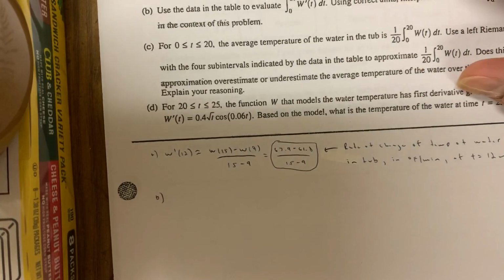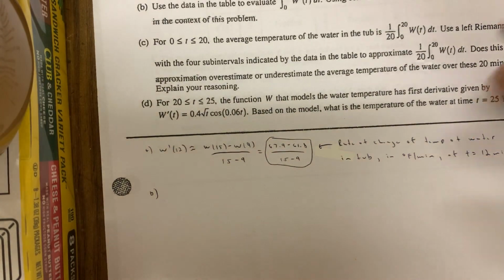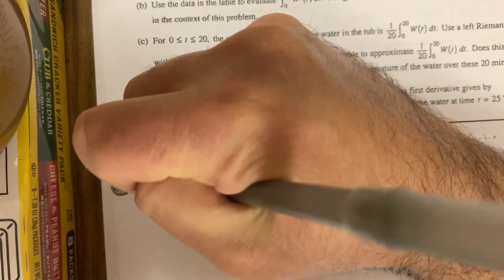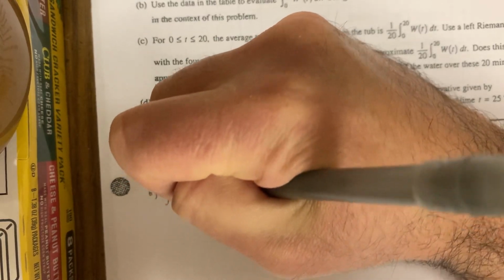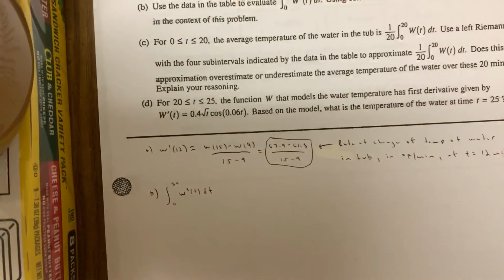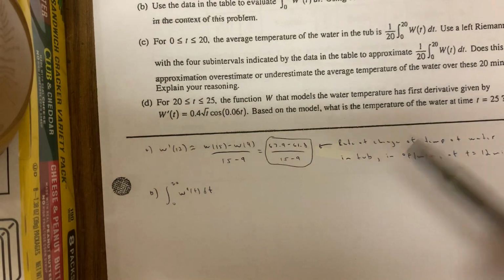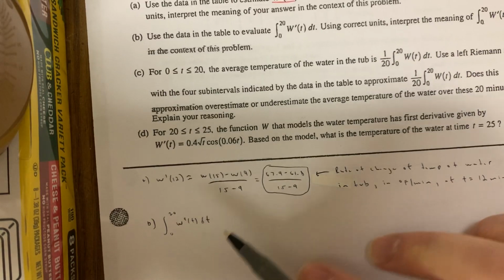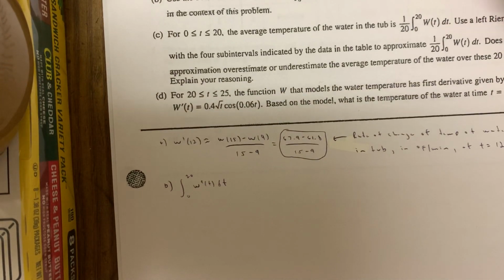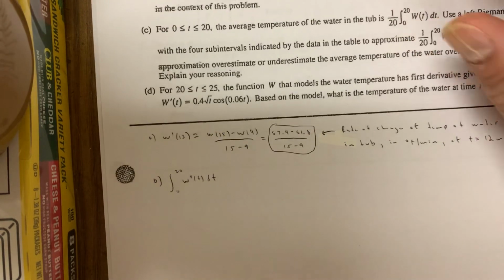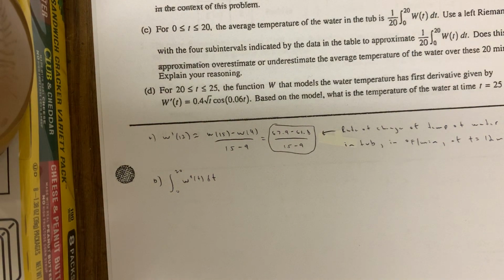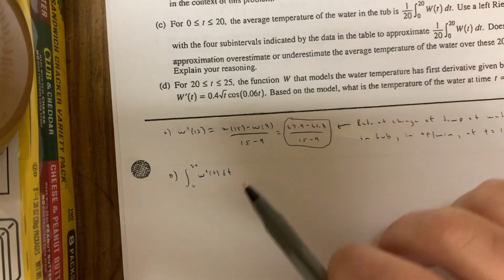Part B. Now we want to use the data in the table to evaluate this integral, the integral from 0 to 20 of W prime of T with respect to T. And then we want to explain the meaning, okay? This is a joke, this integral right here. You don't even have to use a Riemann sum or anything like that. If you did, they would tell you. We'll get to more of that soon enough, okay? I think it's going to happen in this problem. Maybe not a Riemann sum, maybe a trapezoidal sum. I think this one's Riemann sum.